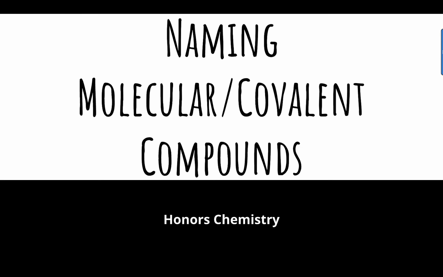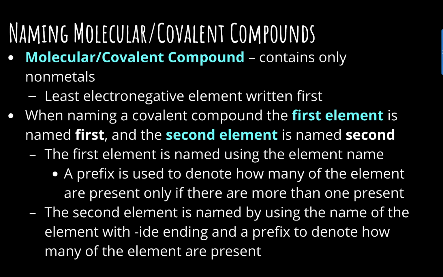Hi, this is Mrs. Basin, and today we're going to talk about naming and writing formulas for molecular or covalent compounds. So first we're going to talk about how to name them. What we have to remember before we start is how to identify something as a covalent compound. A covalent or a molecular compound, those two words can be used interchangeably, contains only nonmetals. And we are going to focus on naming binary covalent compounds, so covalent compounds that only have two elements.